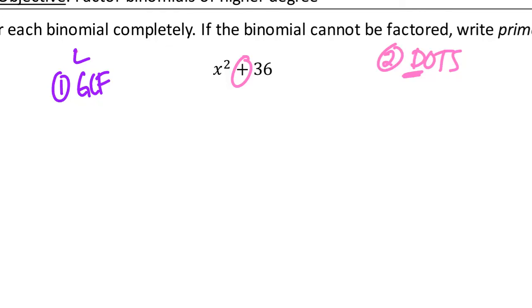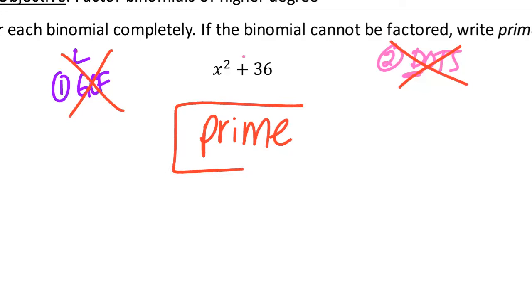Okay? So in this case, I did not have a GCF. I do not have a difference of two squares. So I can't do anything here. That means that this is actually a prime binomial. I don't have a GCF. I don't have a difference of two squares. So then we say that this is prime.